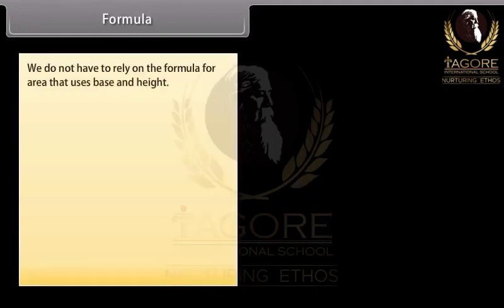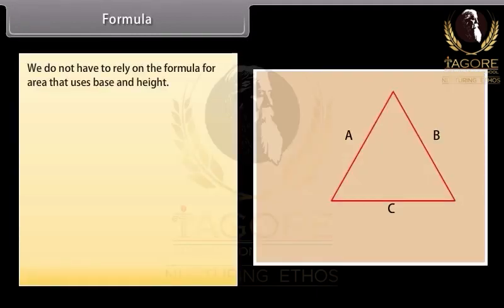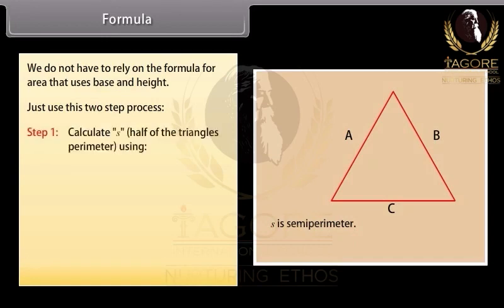Formula. We do not have to rely on the formula for area that uses base and height. The figure illustrates the general formula where S represents the semi-perimeter of the triangle. We just have to use a two-step process. Step 1. Calculate S, half of the triangle's perimeter, using S is equal to (a + b + c) upon 2. And step 2.